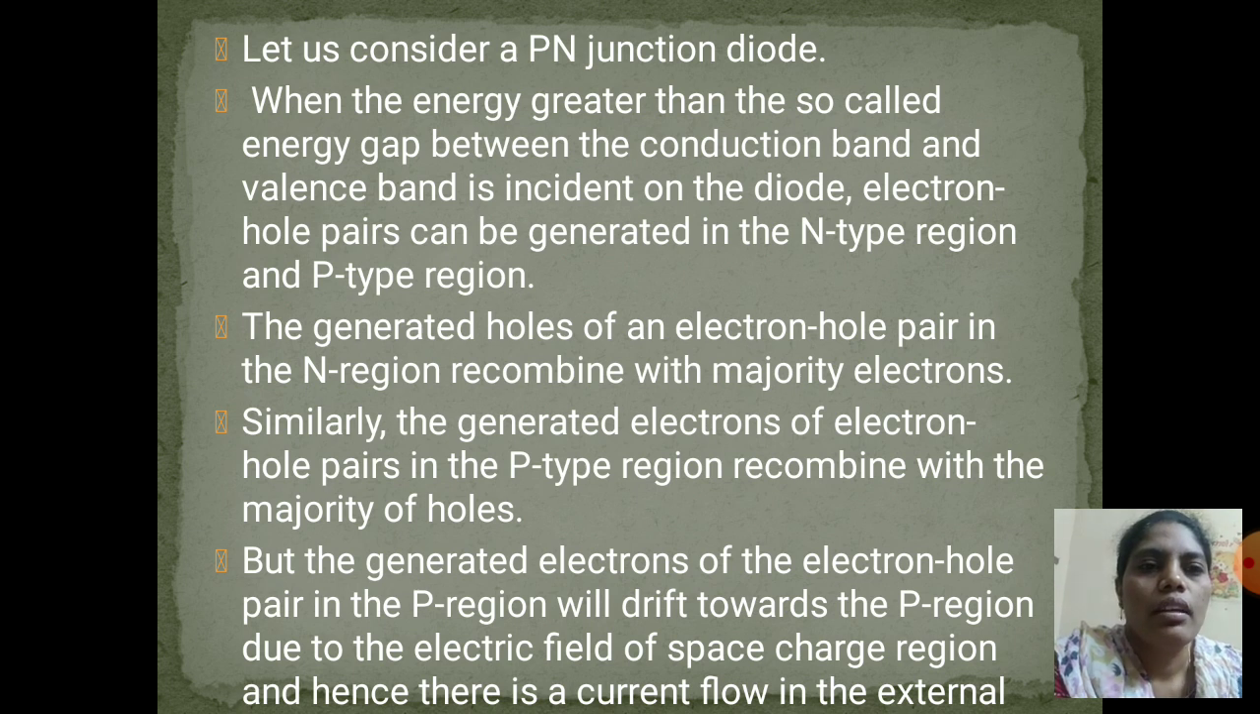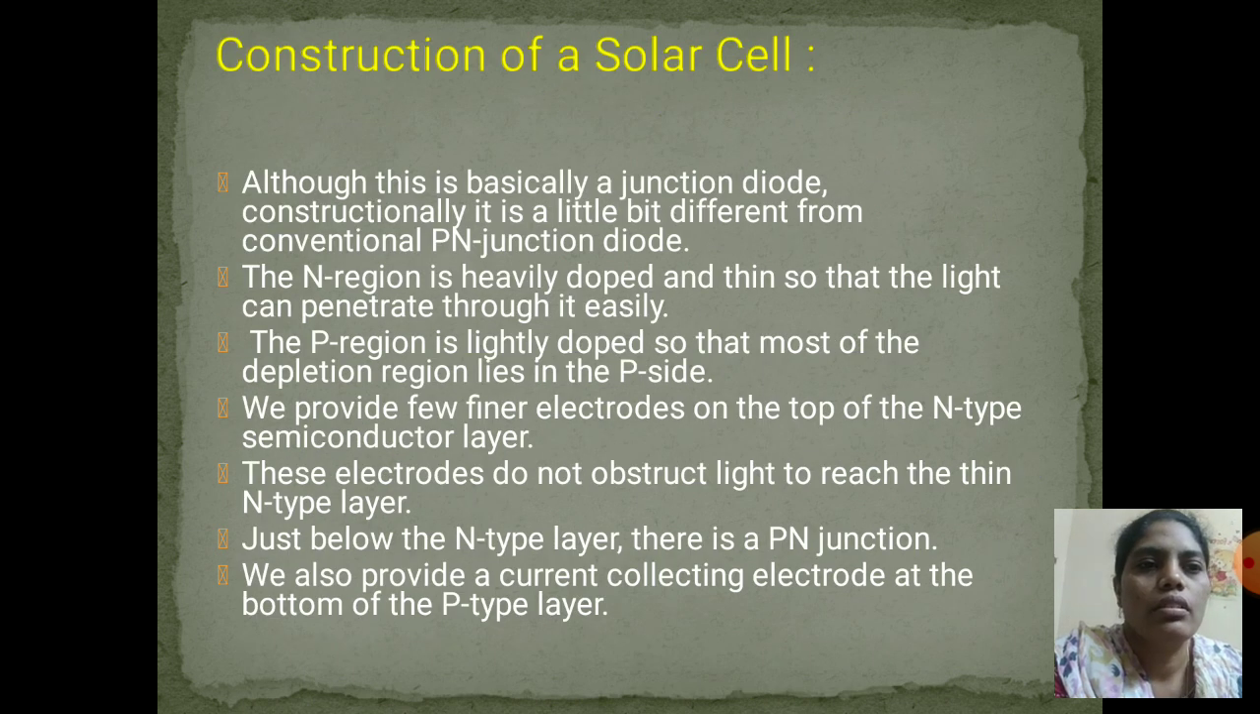region. They will drift towards the P region. There is a current flow in the external circuit.